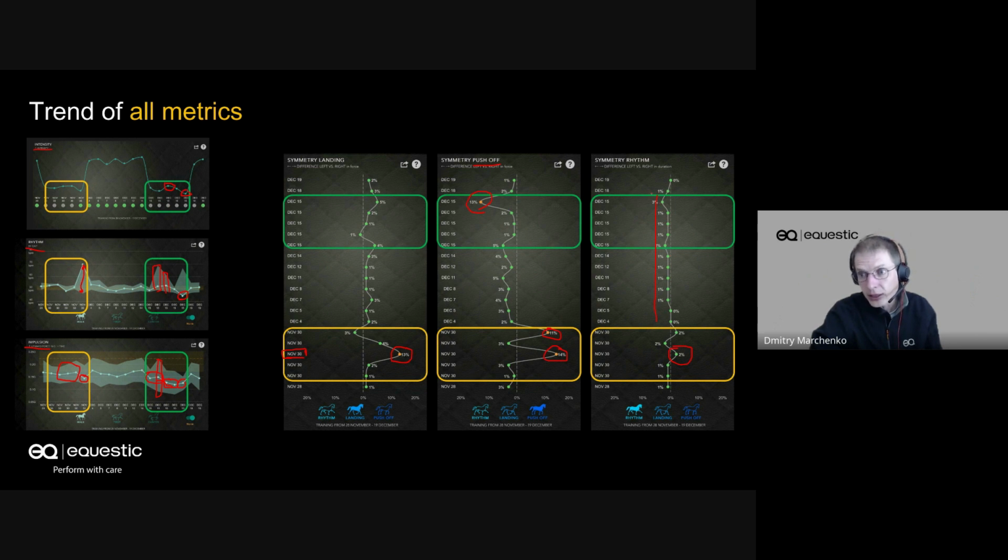Because at the end of the day, this is what is visible. The visible part is here. The invisible part we can just feel while riding and also by reading the charts. And this gives us information that the final session was challenging, and we need to do something in the next sessions to improve. That's for the symmetry trends.